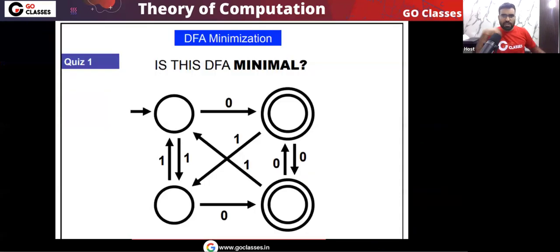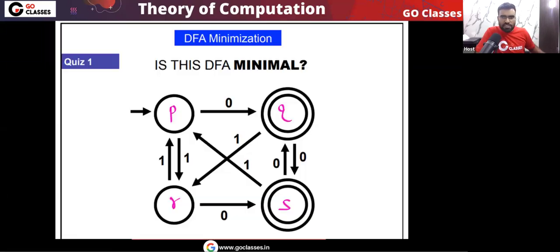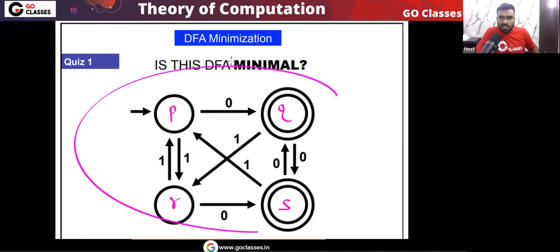Okay, let's do a lot of practice. Is this DFA minimal? Let's check it. Let's apply the Hopcroft algorithm. In this DFA, you have these states P, Q, R, S. These are the states. So let me apply. What is the first step in the algorithm to check whether this is minimal or not?